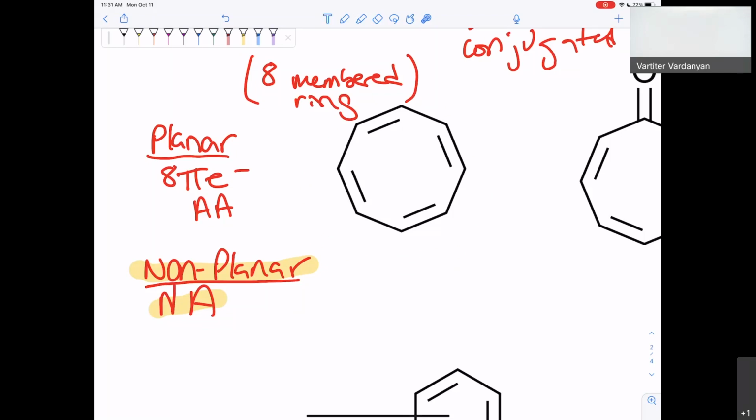So yes, you could think of it that way, but it's not necessarily just resonance. It's also something called hyperconjugation. So just know that that term is there, but you don't have to know too much about it.